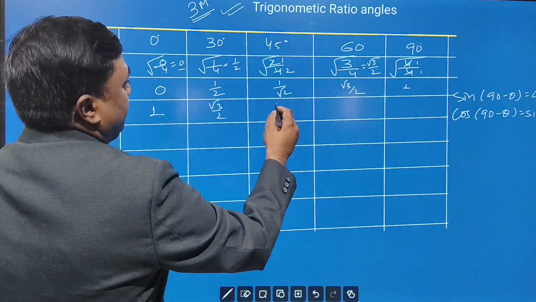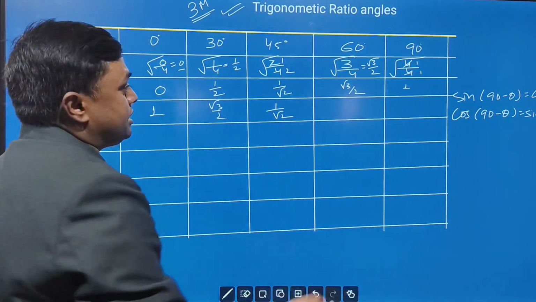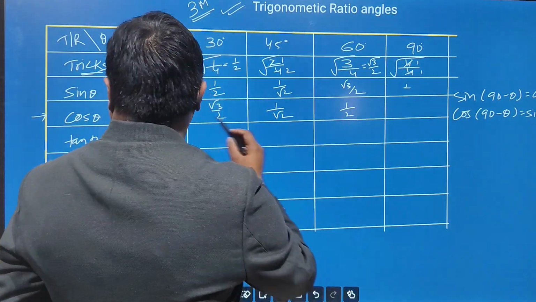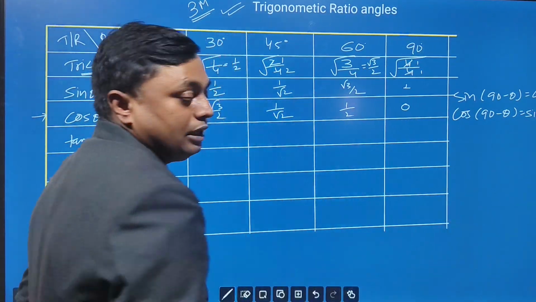Sin 45, cos 45 equal. So 1 by root 2. Cos 60 and sin 30 value will be same. So it is 1 by 2. Similarly, cos 90 and sin 0 will be same. That is 0. Yes or no?